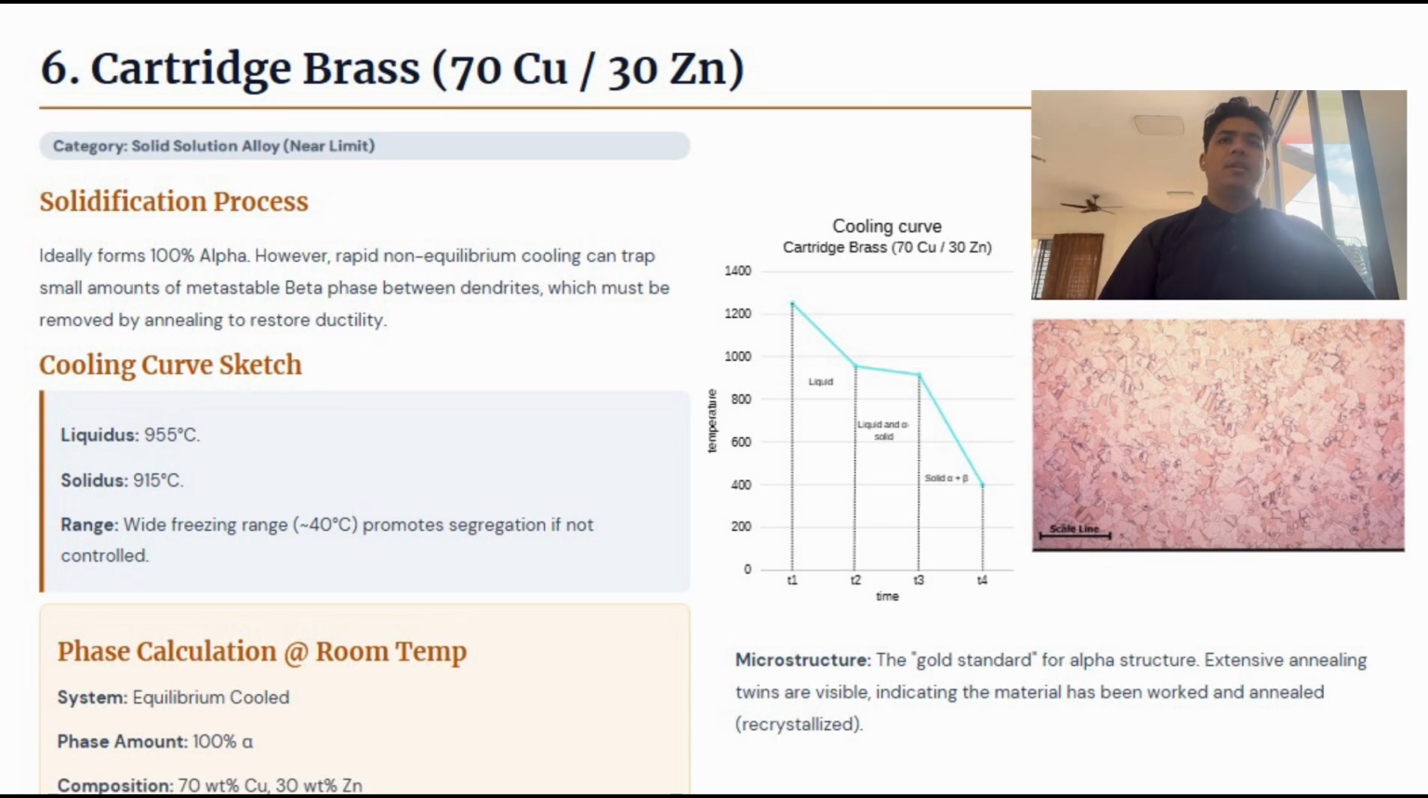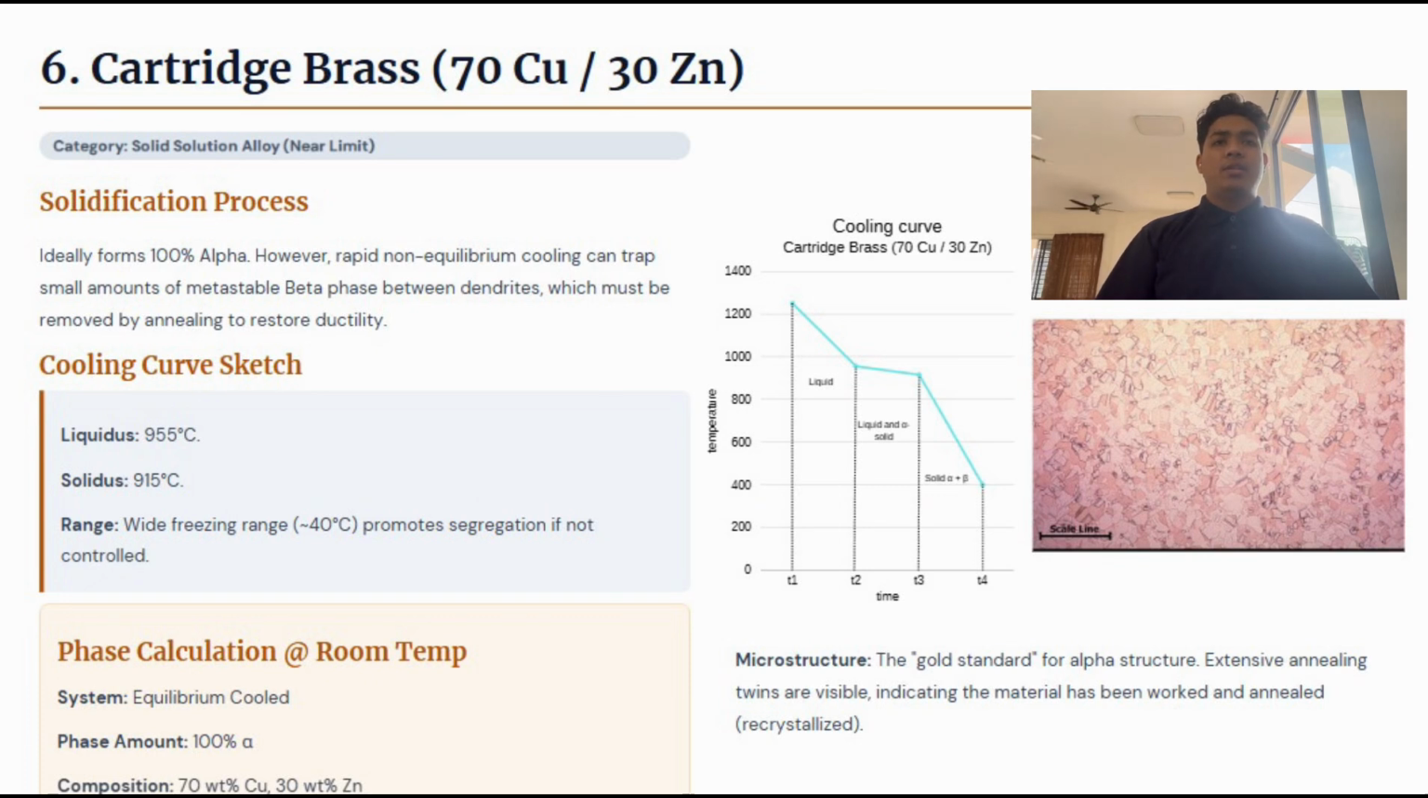From the cooling curve, the solidification starts at the liquidus temperature of about 955 degrees Celsius and ends at the solidus temperature of around 915 degrees Celsius. This gives a wide freezing range of approximately 40 degrees Celsius, which increases the risk of segregation if cooling is not controlled. At room temperature, assuming proper annealing, the alloy contains 100% alpha phase.